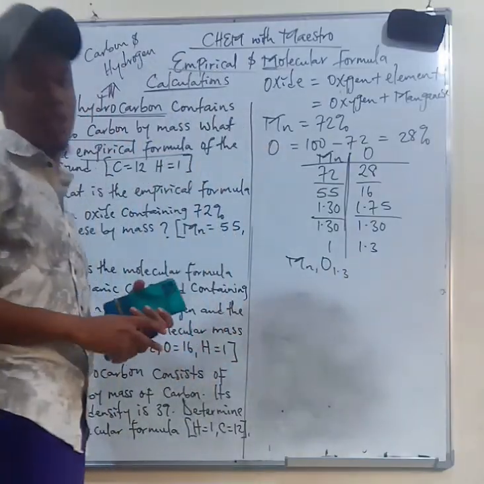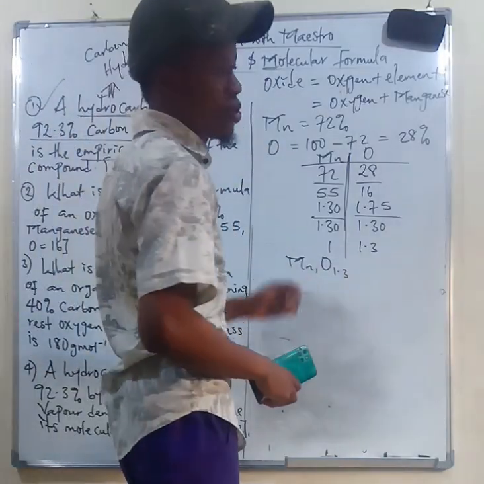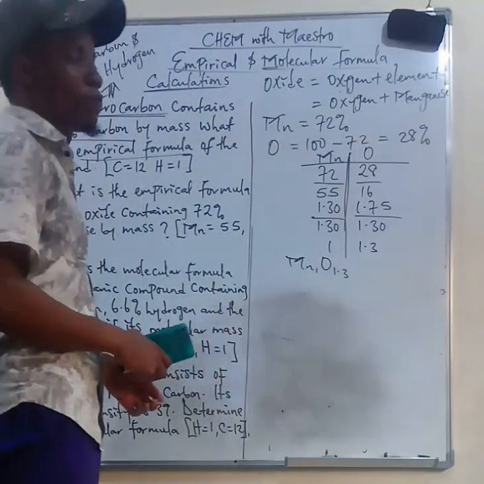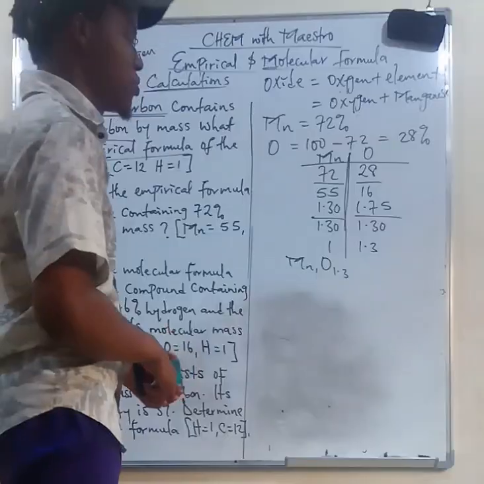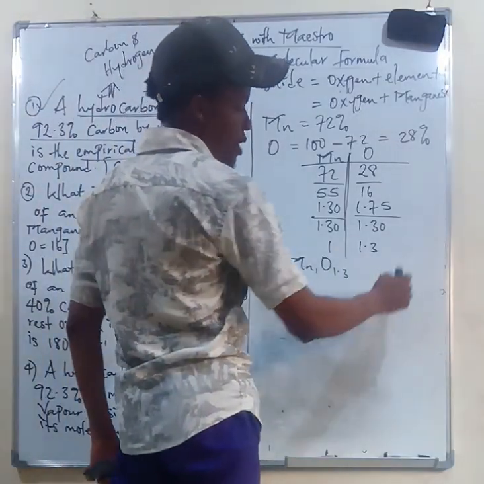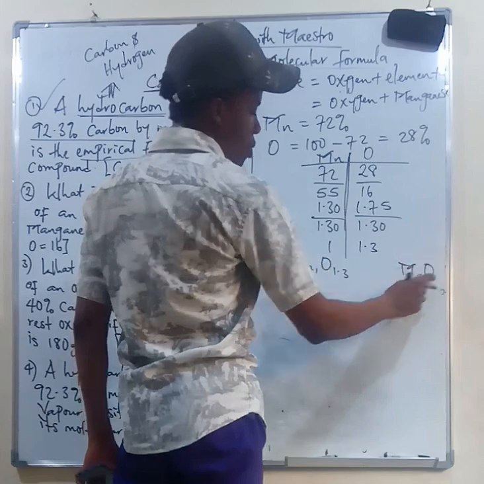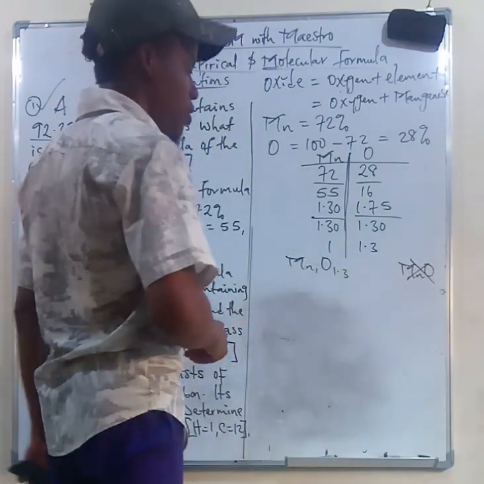Now, at this point, it will be very wrong for a student to say he or she doesn't want to use this .3, just wants to approximate. So forget about the .3 and say, therefore, this one is just 1, so the formula becomes MnO. Now, this is wrong. It's very wrong. It does not suit.